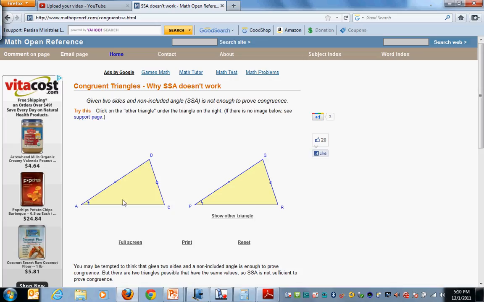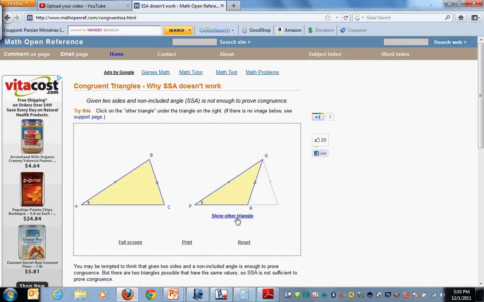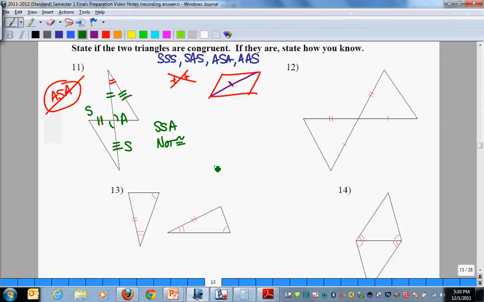This shows us why side, side, angle does not work, because it doesn't force the triangles to be congruent. Two sides and a congruent angle, you can have two different situations. So side, side, angle does not work. Let's take a look at 13.